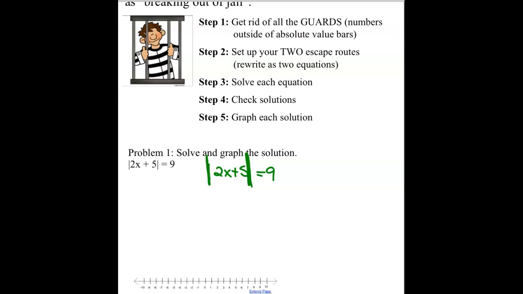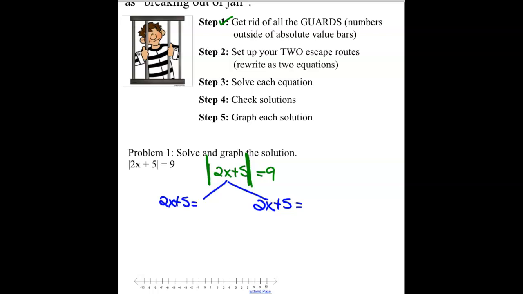In this case, there are no numbers on this side of our equation that are outside of those bars. Everything's inside. So we really don't have to get rid of any guards because in this case we don't have any. When we break out of jail, what that means is we want to get rid of those absolute value bars. But to do that, we have to have 2 escape routes. So our 2x plus 5 is going to be the one side of 2 different equations.